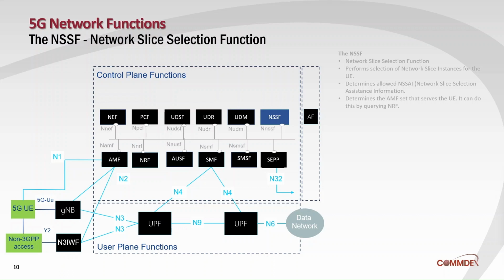The network slice selection function is used to assign network slice instances to the UEs. It is basically outsourcing some policy decisions from the AMF and also allows to centralize some decisions that would otherwise be distributed. It determines the allowed slices a UE can use. It determines the AMF to be used to serve the UE, and it selects the set of network slice instances that will be serving the UE.